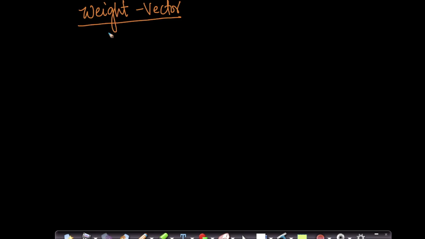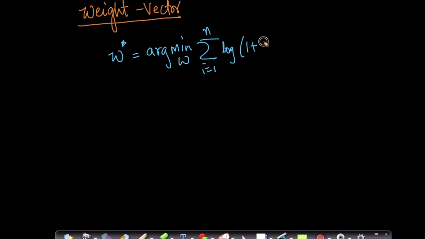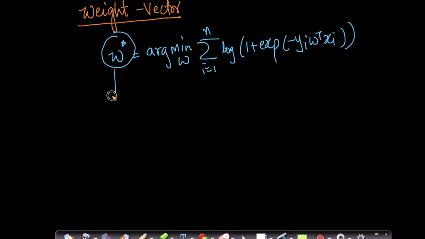So we saw that the optimization problem that we intend to solve is to find the optimal W which minimizes, this is what we saw in the previous video, given n points, the sum of log of 1 plus exp of minus yi w transpose xi. This is the problem that we're trying to solve. Now imagine we get the optimal W star. This optimal W star is called the weight vector.